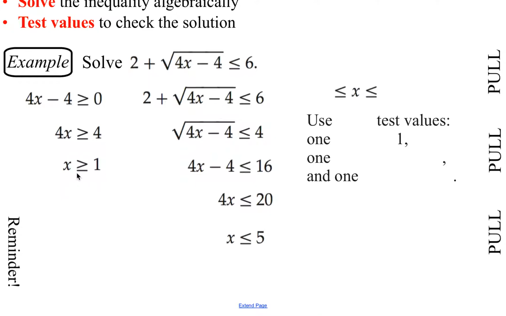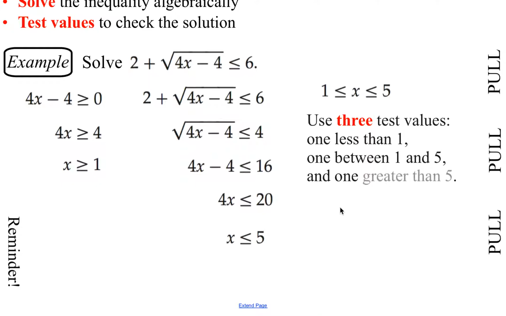So here we have x must be greater than or equal to 1, but x must also be less than or equal to 5. So we only have a very small range of values that are going to work: anything between or equal to 1 and 5. Let's test some values. We're going to try 3 test values: one that's less than 1, one that is between 1 and 5, and one that's bigger than 5. The ones that are outside this, less than 1 and bigger than 5, should give us wrong answers or extraneous solutions, and the one in between should give us a valid solution.